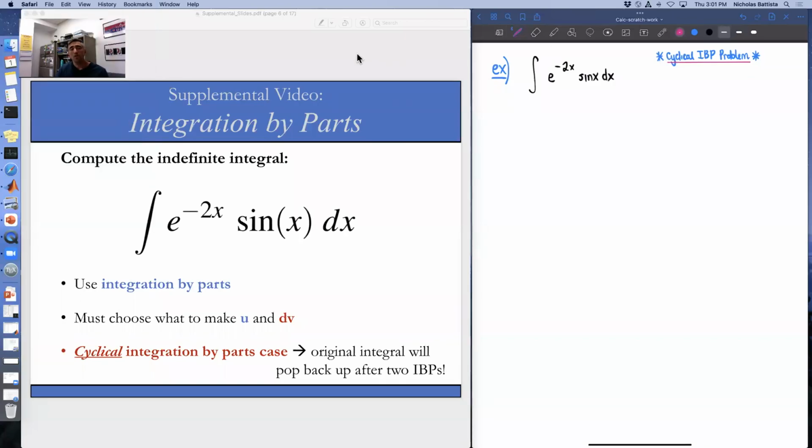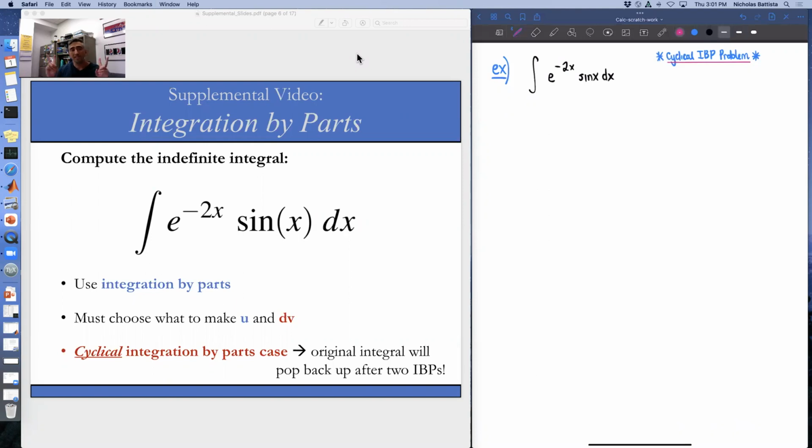In this video, we're going to do another example of integration by parts. This example is going to be a little special because we're going to see that if we do integration by parts enough times, spoiler: twice, the original integral is going to pop out again at us. It's going to make an appearance after doing integration by parts twice.